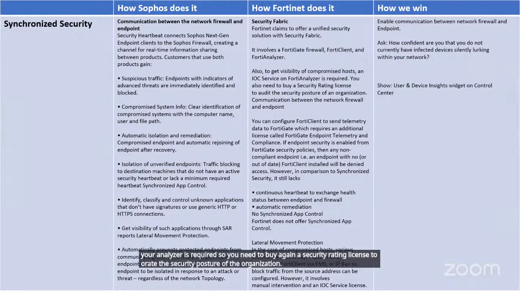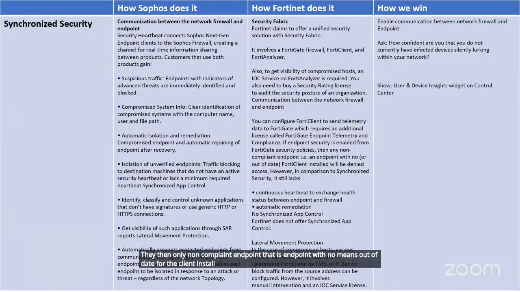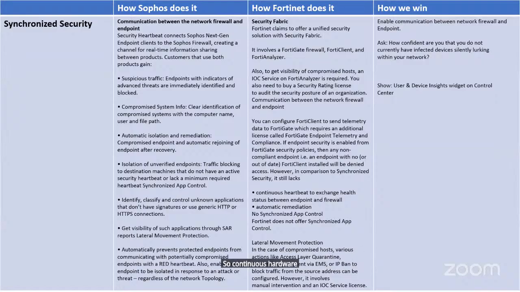So communication between the network firewall and endpoint is not as good as compared to Sophos. You can configure FortiGate to send telemetry data to FortiGate, which requires an additional license called FortiGate Endpoint Telemetry and Compliance. If endpoint security is enabled in FortiGate security policies, then only non-compliant endpoints, that is, endpoints with out-of-date FortiClient installed, will be denied access. However, compared to synchronized security, it still lacks. The continuous heartbeat exchange is missing, so the health of the endpoint is still unknown.